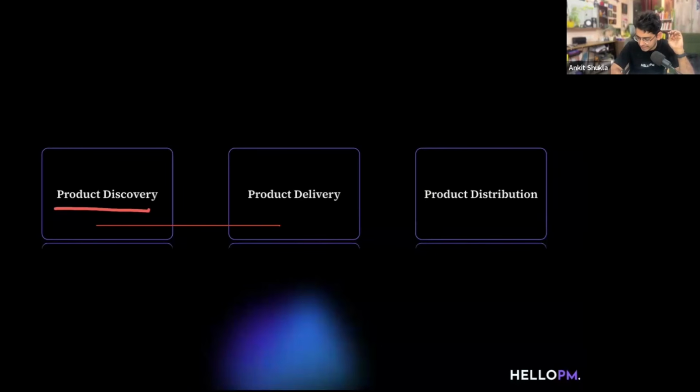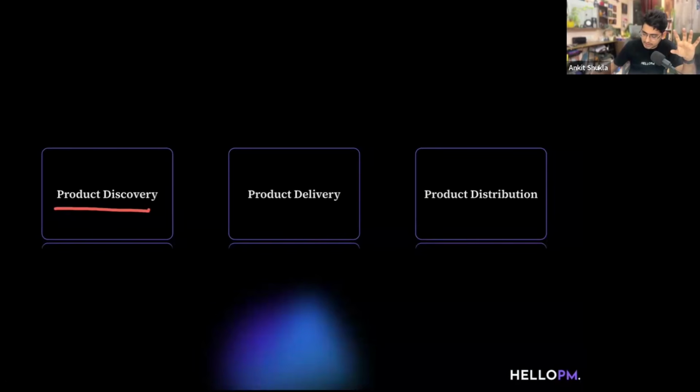Product discovery means that they are going to understand and discover what to build. So they will understand the user problems. They will brainstorm with the team. They will do the market research. They will understand the data. And then they are going to come up with solutions that can solve these problems. That is the first part of the job as a product manager. And most probably at most companies, it is also the most important part.